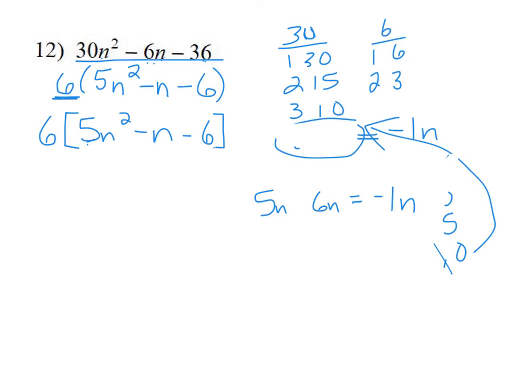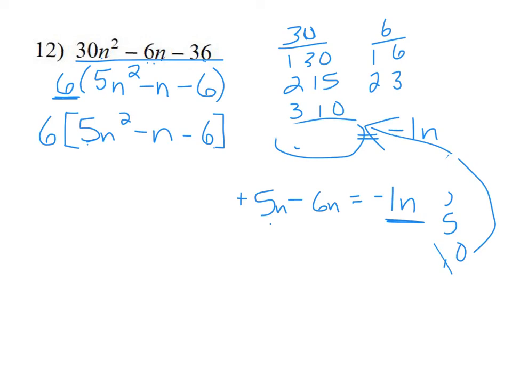The only way that's going to happen is if this 6 is negative and the 5 is positive. Because if we had the 5 be negative and this be negative, then it would be negative 11n. If we had the 5 be negative and this be positive, it would be positive 1n, that won't work. And if they were both positive, it would be positive 11n. So the only way we can expand this term so that it'll give us a negative 1n is by having a positive 5n and a negative 6n.